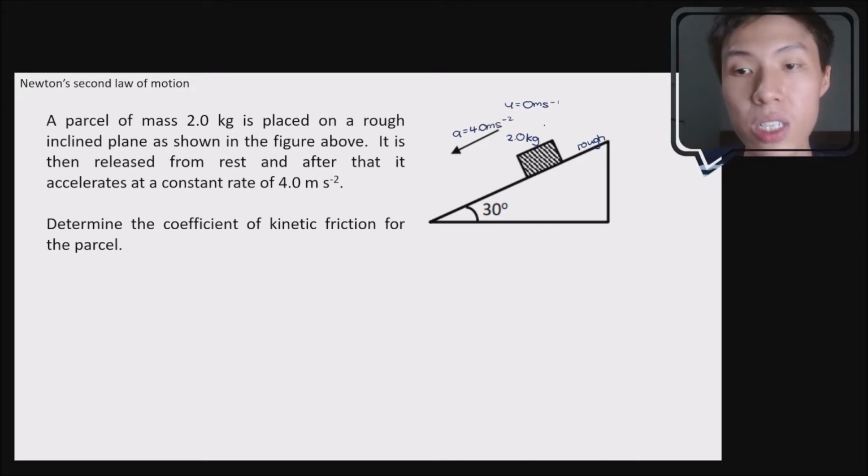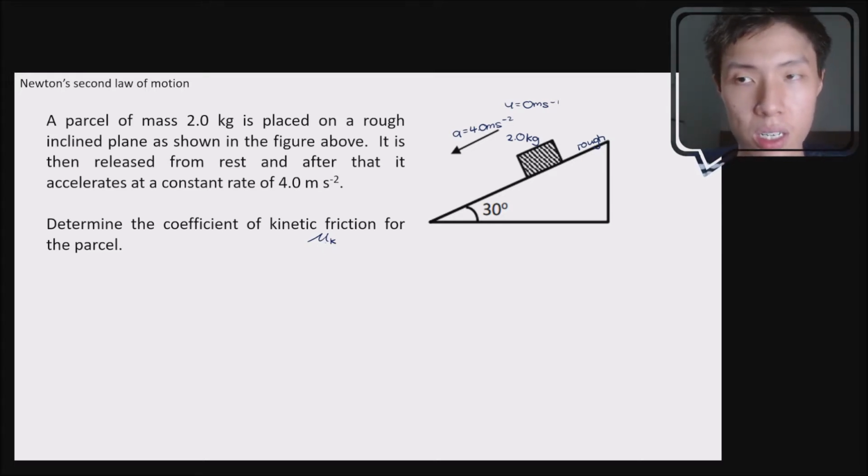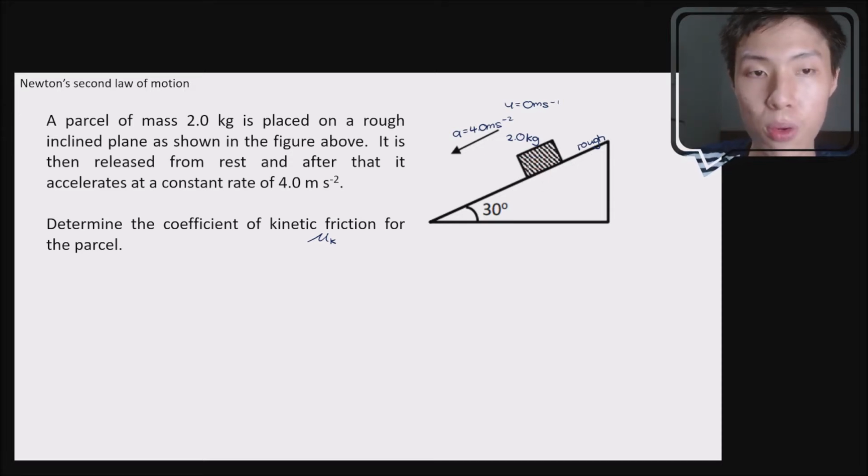Okay, then they ask you to determine the coefficient of kinetic friction for the parcel. Coefficient of kinetic friction, it's mu k. This is the Greek alphabet mu, subscript k for kinetic. Okay, so most of the time when we deal with a chapter 4 question involving forces, the first step is always to draw a free body diagram to illustrate all the forces acting on the object. So in this case, our object of interest here will be this parcel of mass 2 kg. So let's draw the free body diagram.